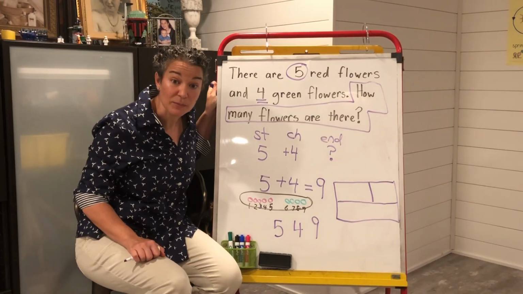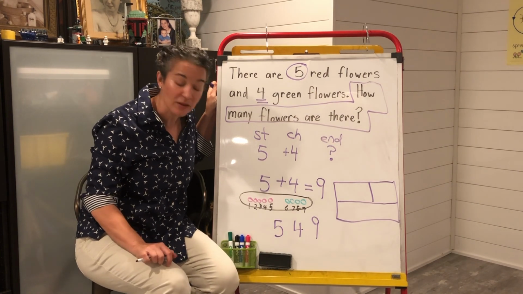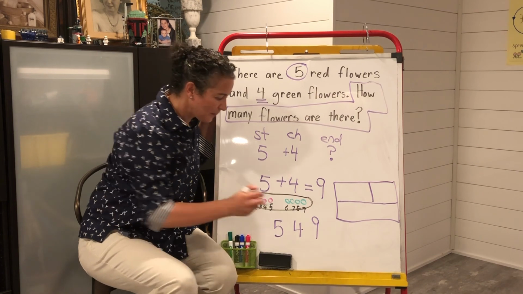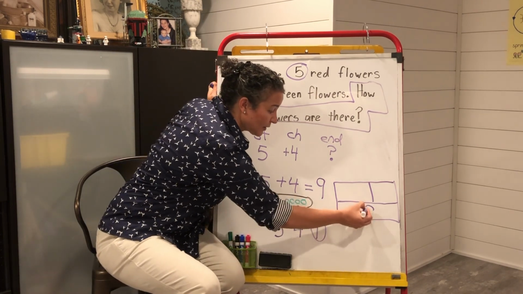Penny says the biggest number gets the biggest box. My friends, what's the biggest number? 5, 4, or 9? Yeah, the biggest number is 9. So 9 gets the biggest box.